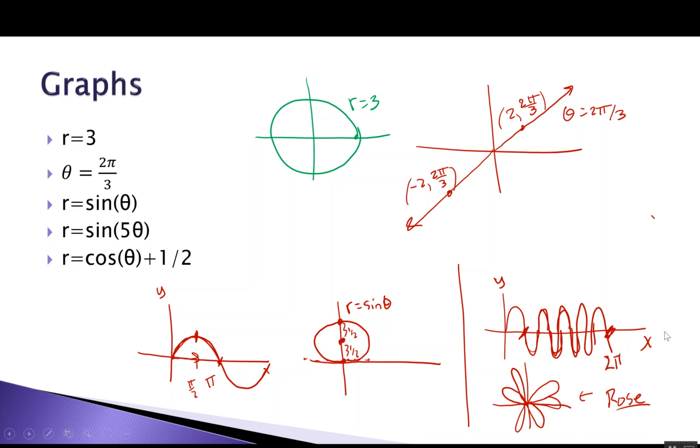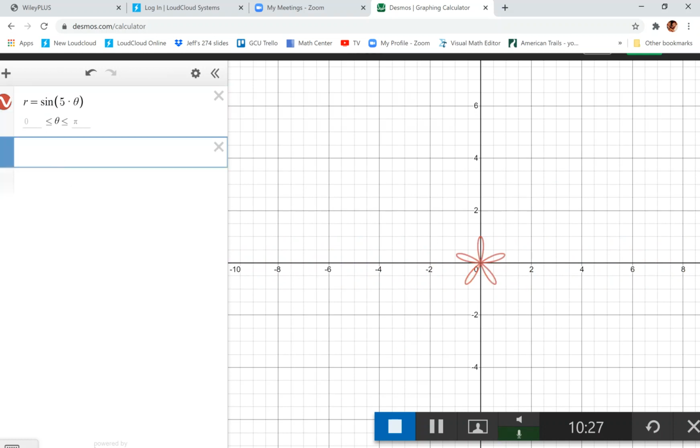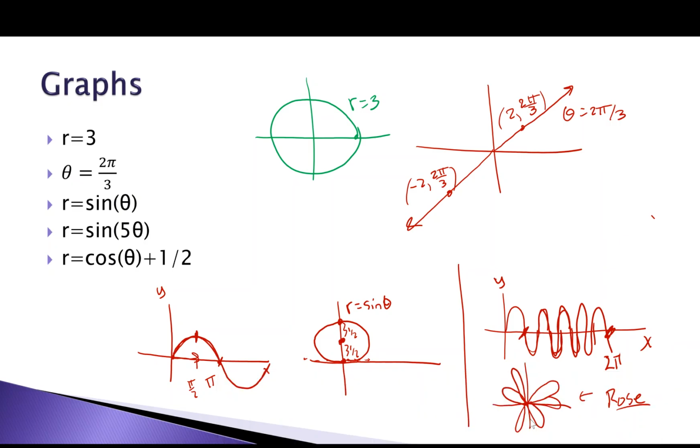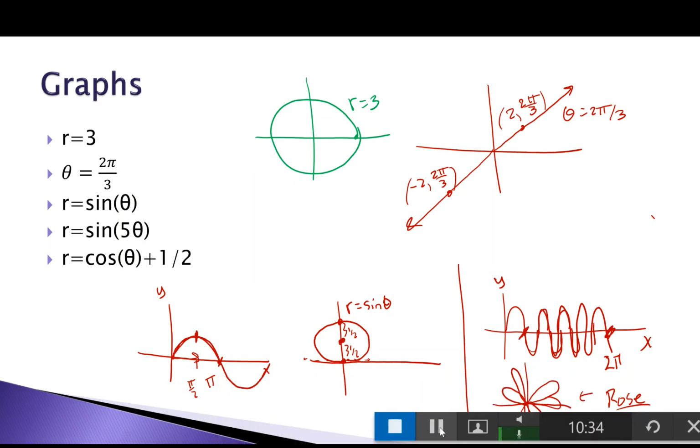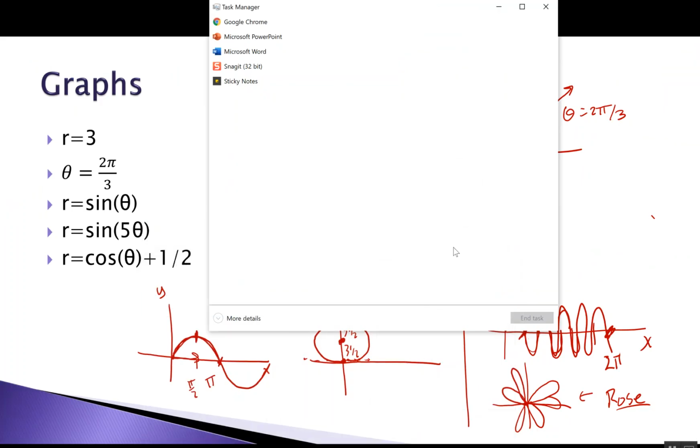I think that Desmos will actually graph these, so let's take a look. I'm going to pause for a second and find out. Yeah, as long as I'm using r's and thetas. Here's my little rose. Let's look at the other one. R equals cosine theta plus 1/2. Now I'll get rid of this guy. That's called a cardioid right there. So back to the lecture.